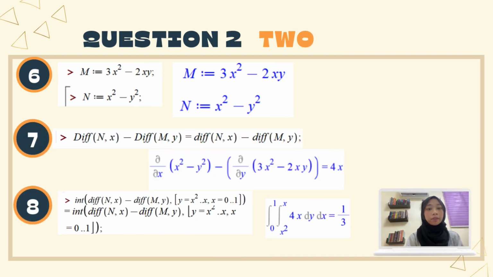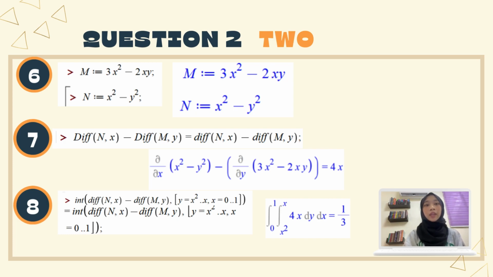For step 6, we will be proceeding to integrate the following equation, and first of all we will be defining the M and N. M equal to 3x squared minus 2xy, and we will be defining N equal to x squared minus y squared. For step 7, we will differentiate the equation. We will be using the command diff(N,x) minus diff(M,y).